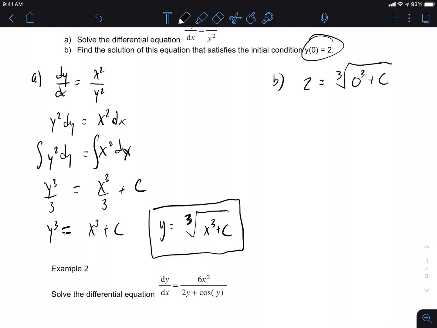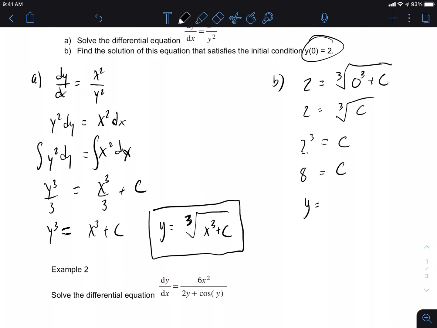Now we're trying to find out what the specific equation is for this differential. So I'm going to get 2 is equal to the cube root of c. 2 cubed is equal to c, and so we see that c is equal to 8. Now that we have that information, we can come up with the specific curve that's going to satisfy this initial condition, and that is y is equal to the cube root of x cubed plus 8. Boom, done.